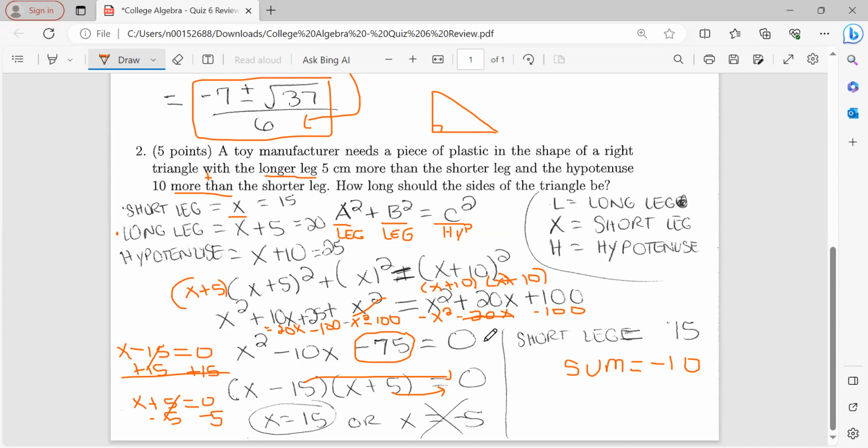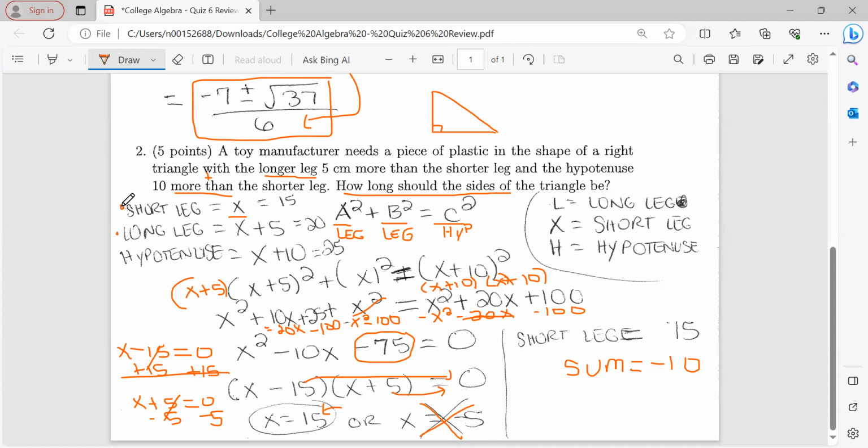Now, let's start to answer this question. We want to know how long each of the sides of the triangle are. We got two solutions, x equals 15 or x equals negative 5. Negative 5 is not useful here because one of the sides of the triangle can't be a negative number. It can't be less than 0. That means it doesn't exist. So we will omit the x equals negative 5 solution, and because x stands for the short leg, x is equal to 15.